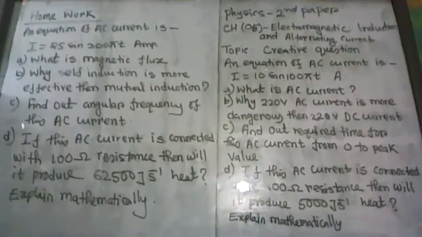And question number D. If this AC current is connected with 100 ohm resistance, then will it produce 62500 joule per second heat? Explain mathematically. On the basis of today's lecture, I think you can solve this homework, this creative question, very easily. Okay, this is a board question, so solve this board question very sincerely, very effectively.